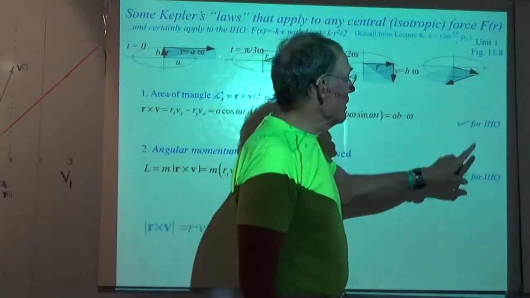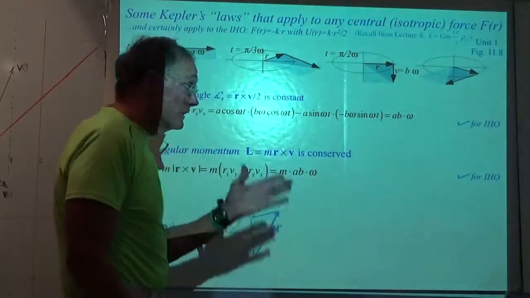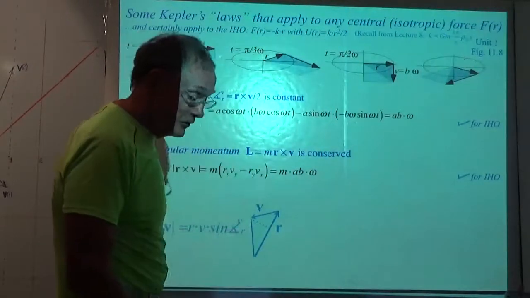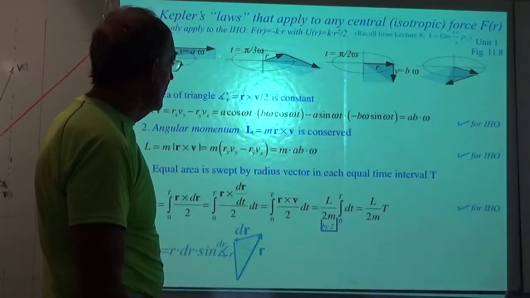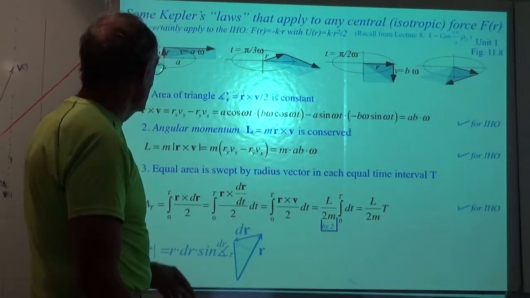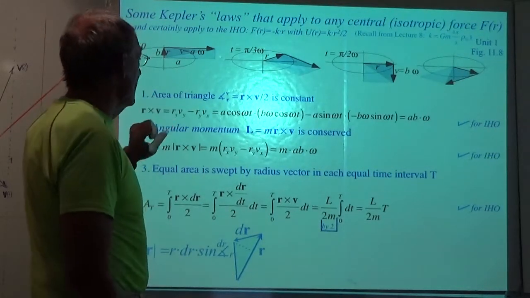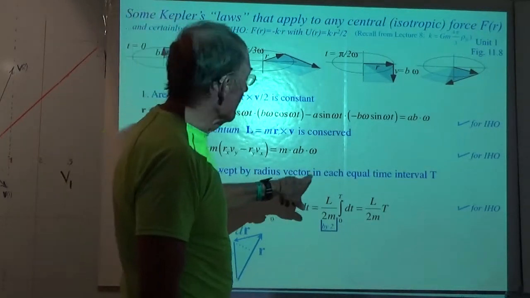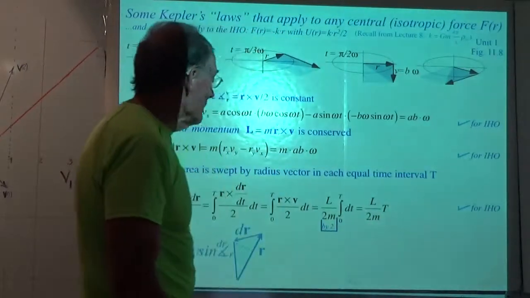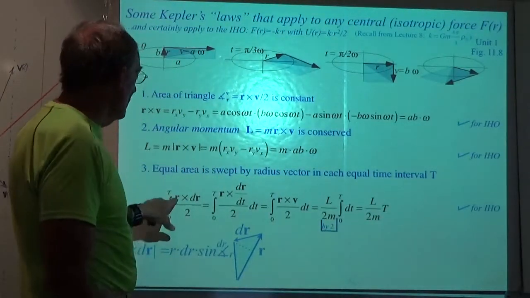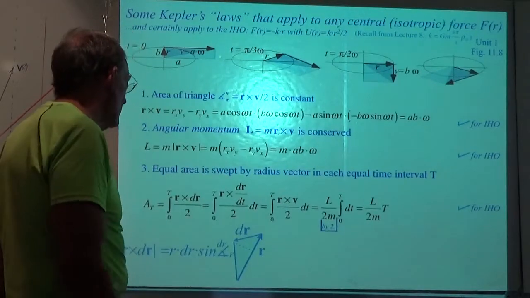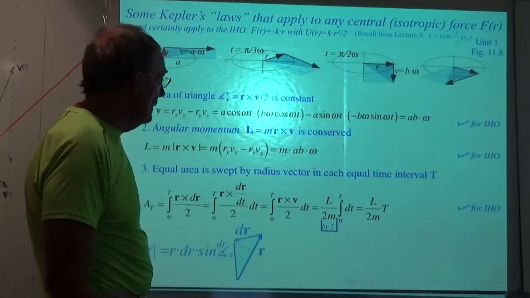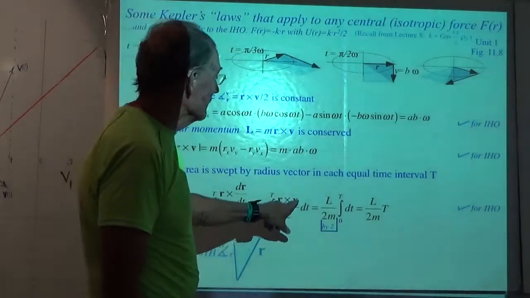So we check off these two constants as certainly true for the isotropic harmonic oscillator, which is what we're using as our motion model. So putting it together here, area of a triangle, angular momentum, that's constant. Also, equal area is swept by the radius vector in each time interval. Equal area, there's r cross dr, that's r cross v dt, r cross v dt over 2, this thing.